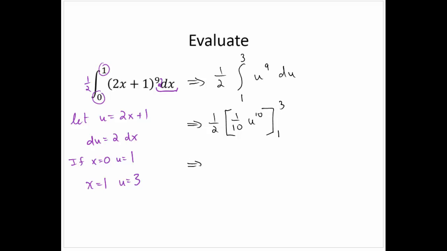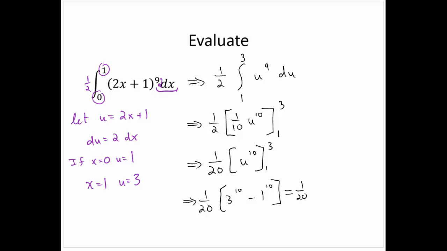And remembering that I can bring that 1/10 outside, this is 1/20th, and I have u to the 10th from 1 to 3. So this becomes then 1/20th of 3 to the 10th minus 1 to the 10th. And I don't know, 3 to the 10th is some crazy number. So my calculator shows this to be 1/20th of, let's see, 3 to the 10th is 59,049. 1 to the 10th is 1. That one's easy at least. And so I'd have 1/20th of 59,048.